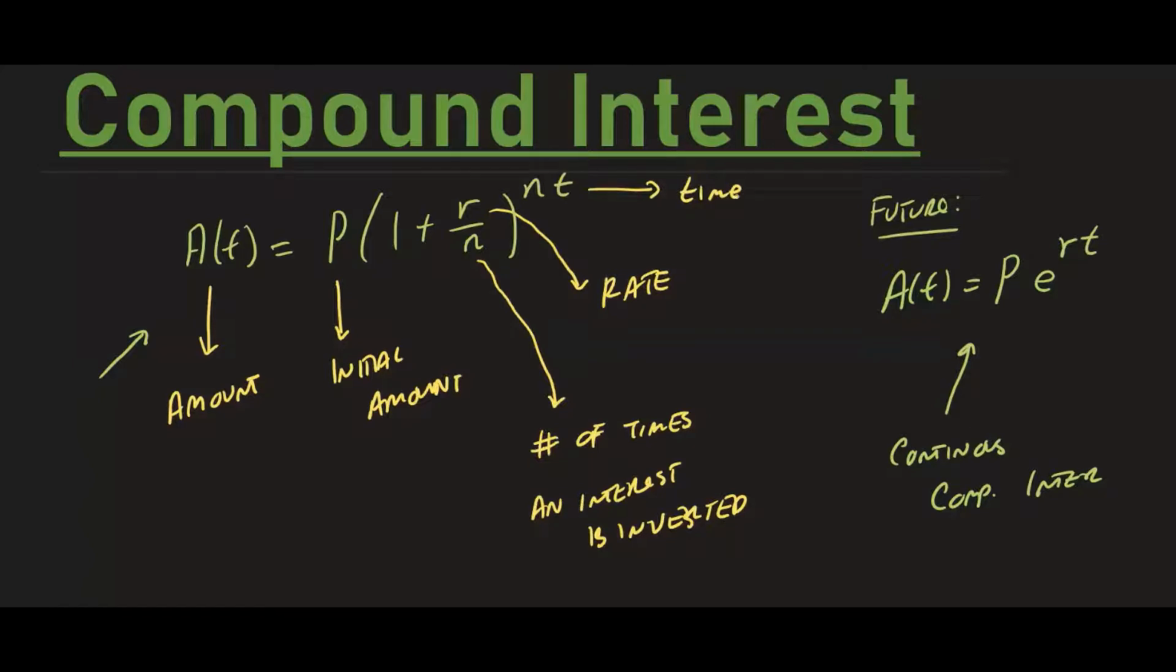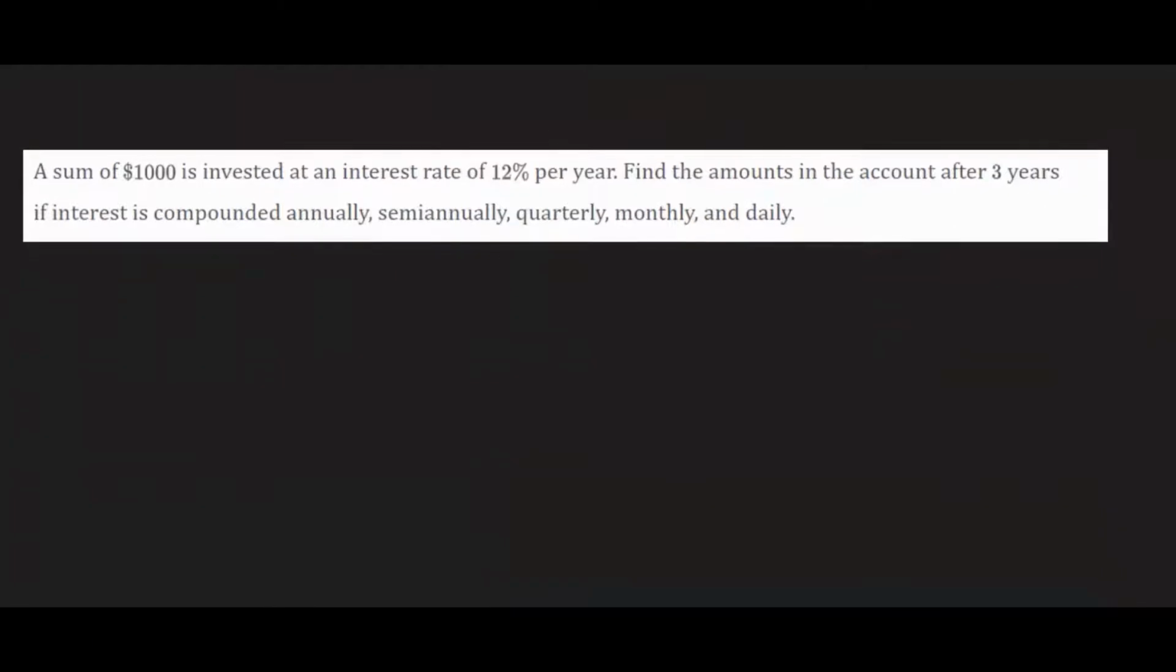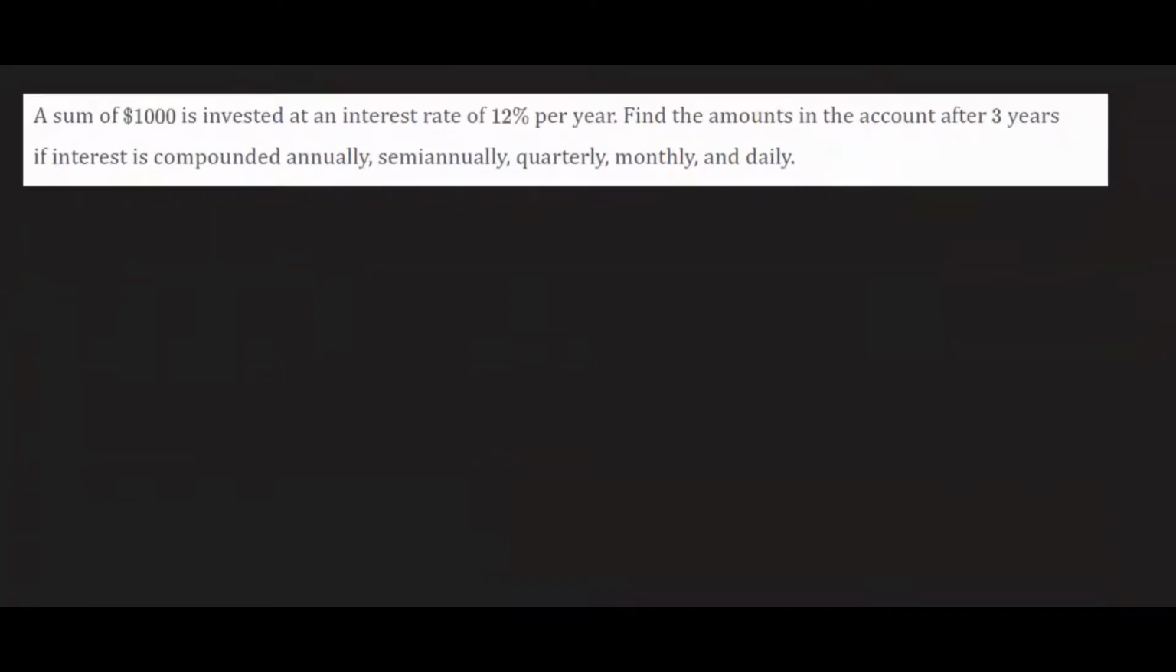All right, so knowing these variables, now let's take a look at what could be a scenario where we can use this formula. Here's an example I have for you, and let's see if we can set this up, and then you can use your calculator to verify the answers, or at least get the decimal expansion of it. Suppose a sum of $1,000 is invested at an interest rate of 12% per year. Find the amount in the account after 3 years if the interest is compounded in certain ways.